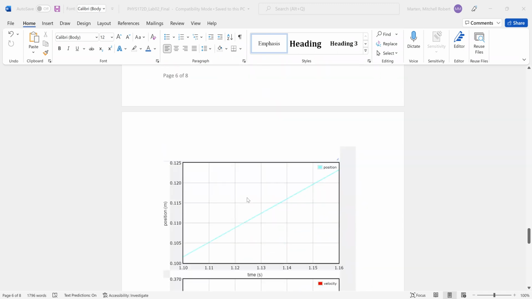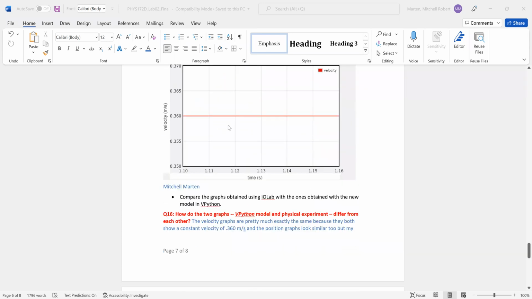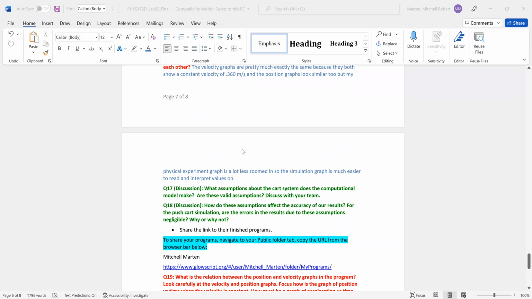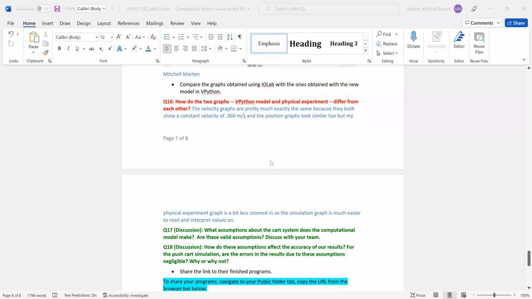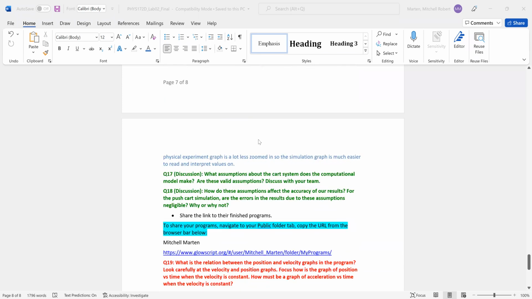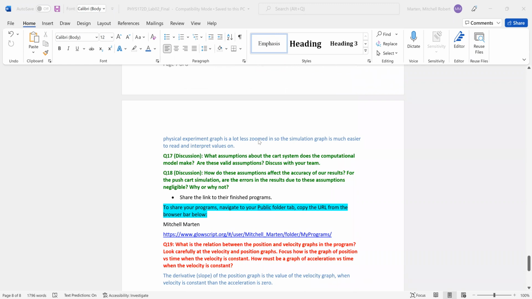Next one. Graphs. So what assumptions about the cart system does the computational model make? Are they valid assumptions? I think one assumption it makes is that it's frictionless, because it doesn't really account for any net force other than the push. Because for ours, it eventually just slows down, but theirs is just whenever time is declared as the end, that's when it stops. But ours will technically keep on going until it really stops due to the force of friction. Yeah, that is true. And I think it assumes, like, go ahead, sorry, Jonathan.